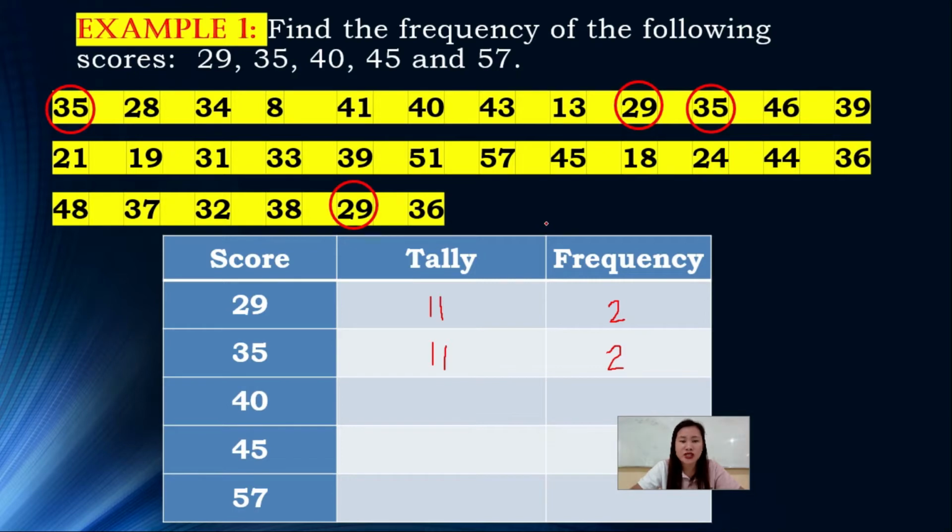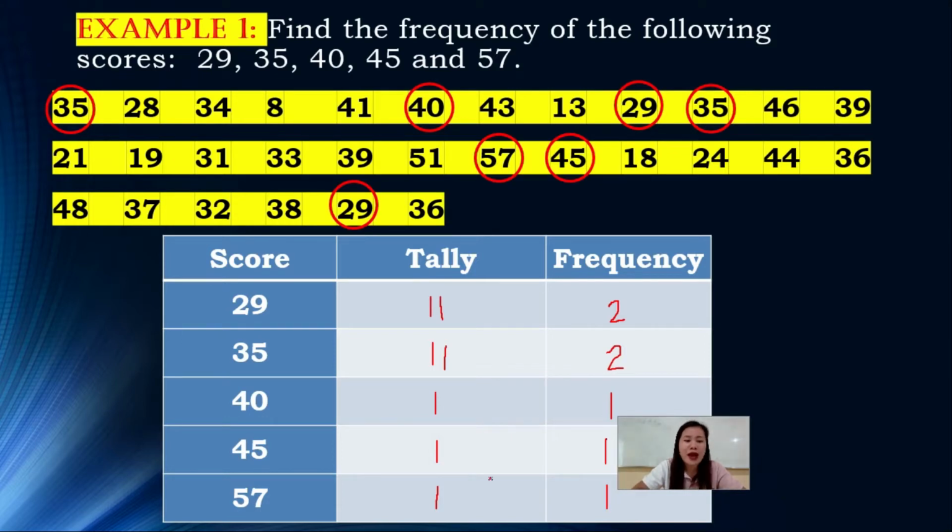Next one is the value 40. How many times did it repeat? It repeated once. So we put its tally, which is 1, and also 1 here. Next, we also have here 45. How many times did it repeat? Also only once. So we put the 1 and 1 here too. Next is 57. How many times did it repeat? Also only once. So we write 1 and 1. So that is our frequency table of ungrouped data.